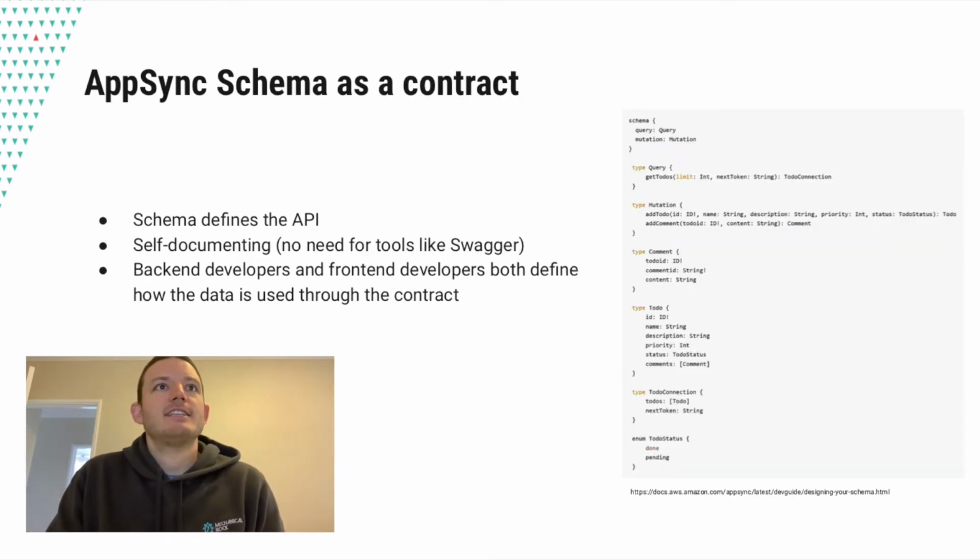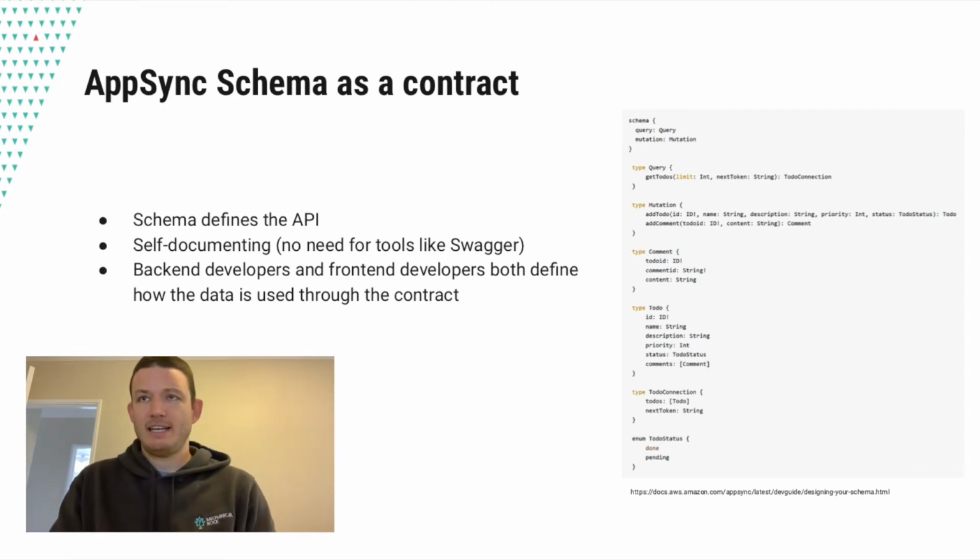An AppSync schema is a contract. On the right-hand side, there's a screenshot from the Amazon Web Services docs about what a schema looks like. The schema defines how your AppSync instance will work, and how to structure your data. It uses types, and you can see there on the side. It defines your API, so it's self-documenting, and back-end developers and front-end developers both define how the data is used through the contract. This is a simple to-do, and you can see that there's a mutation there, a query, and an enumerable status of done and pending for your to-dos.